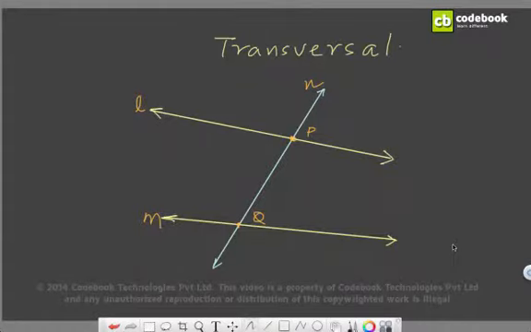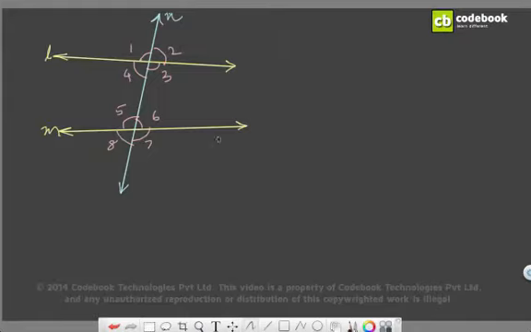Now let us learn a new word called transversal. Consider two lines L and M, and if there is a line N which intersects L and M at two distinct points P and Q as shown in the figure, then the line N is called the transversal of the lines L and M. If two lines L and M have a transversal N, they form a total of 8 angles as seen here in the figure.